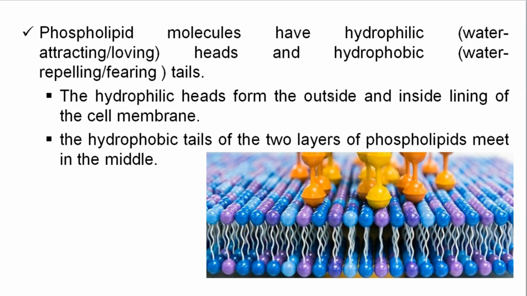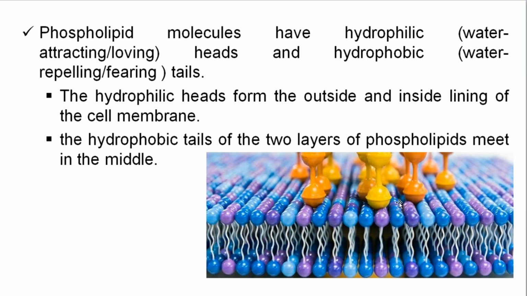So the phospholipid molecules have hydrophilic heads and hydrophobic tails. The hydrophilic heads attract water. However, the hydrophobic tails do not attract or do not bond with water. The hydrophilic heads form the outside and inside lining of the cell membrane. The outside and the inside lining of the cell membrane is formed from the hydrophilic heads.